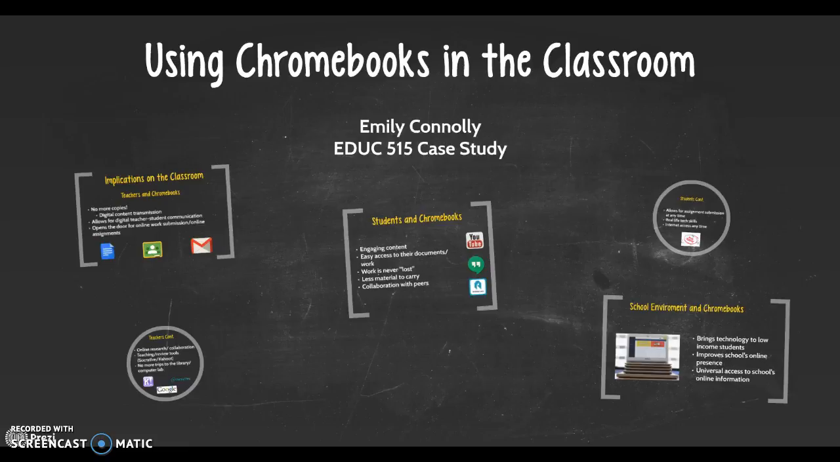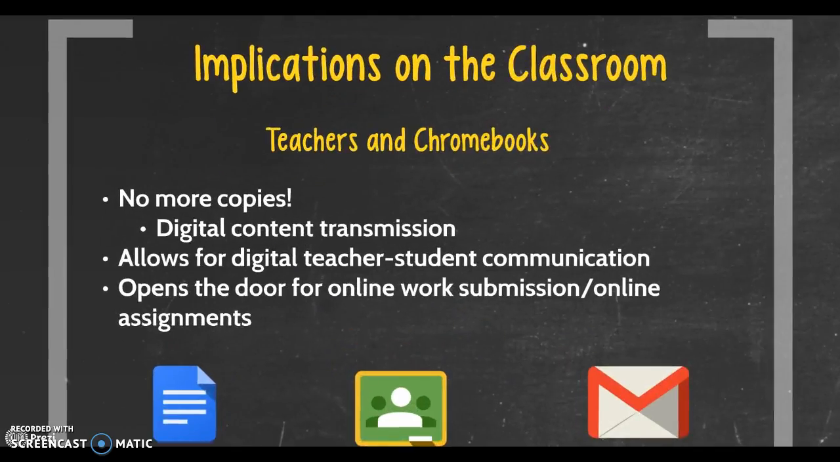Today we will be talking about using Chromebooks in the classroom, specifically focusing on the implications on classroom life when each student has a Chromebook of their own. Let's first talk about the implications on the teacher's life when each student has a Chromebook.